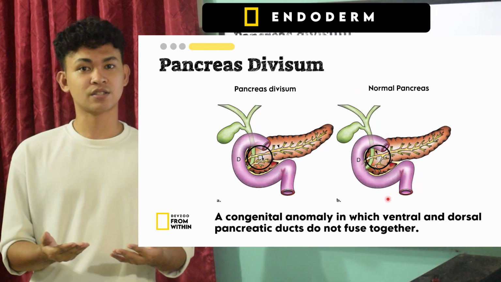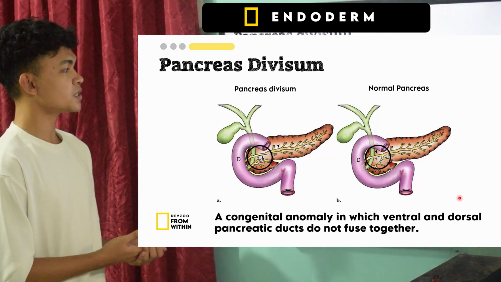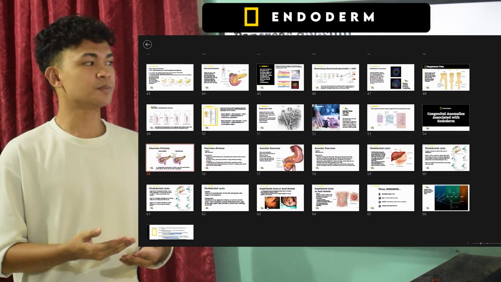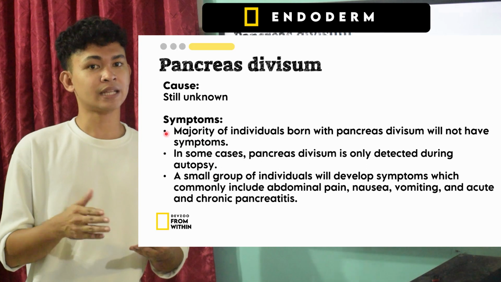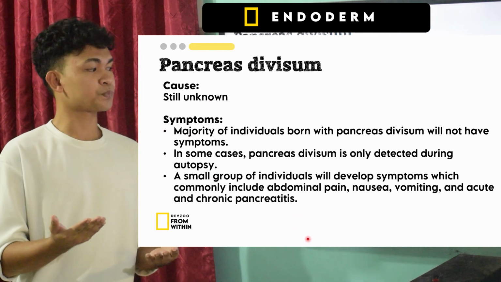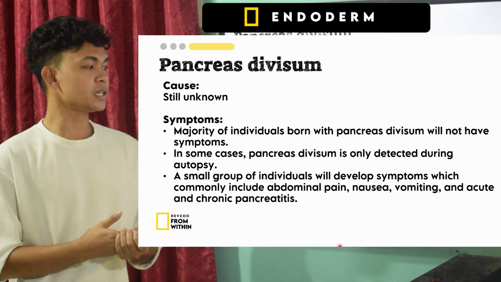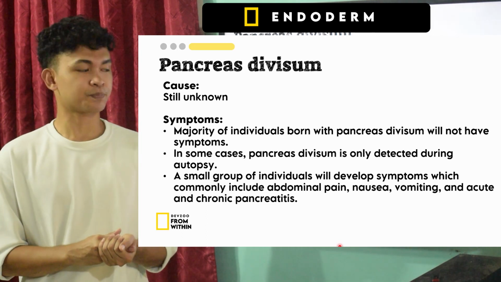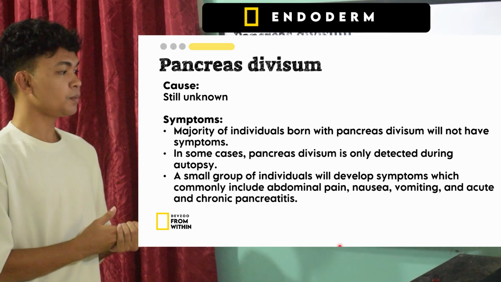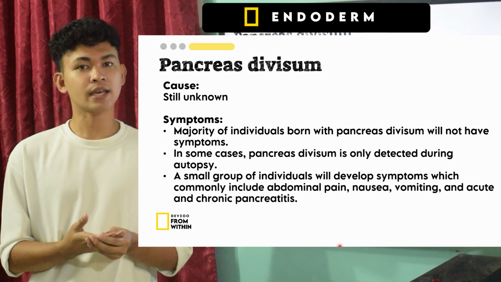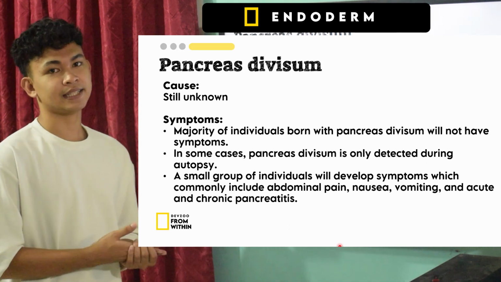What is the cause of this anomaly? It is still unknown. As for the symptoms, the majority of individuals born with pancreas divisum will have mild symptoms or no symptoms at all. In some cases, pancreas divisum is only detected during the autopsy. A small group of individuals will develop symptoms which commonly include abdominal pain, nausea, vomiting, and acute and chronic pancreatitis.